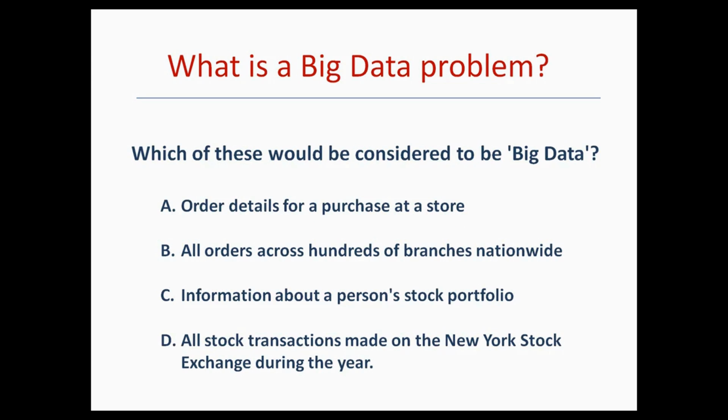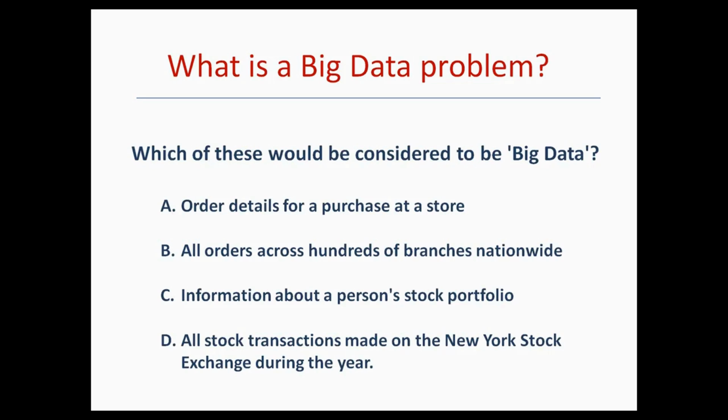So a quick question here, which of these can be considered to be big data? We have order details for the purchase at store, all orders across hundreds of branches nationwide, information about a person's stock portfolio, or all stock transactions made on the NYSE during the year. So I'll answer this, you can try and guess yourself.